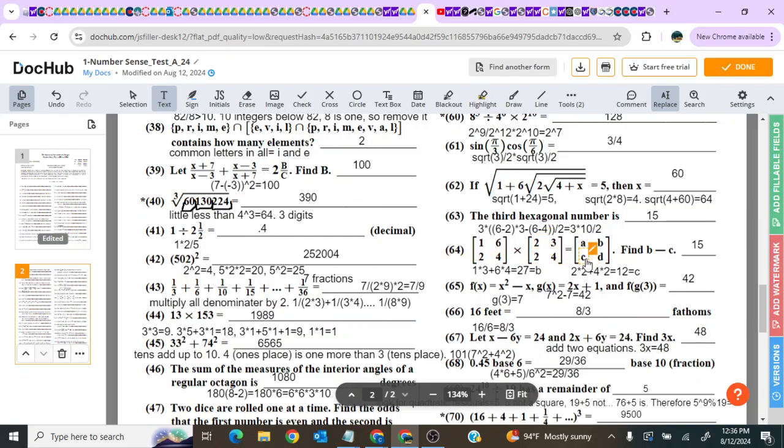The C is a common factor. So 2 times 2 plus 4 times 2 is 12. That is your C value. Subtract those and you get 15.